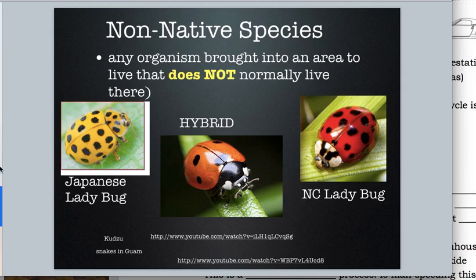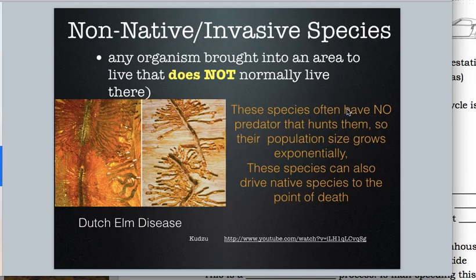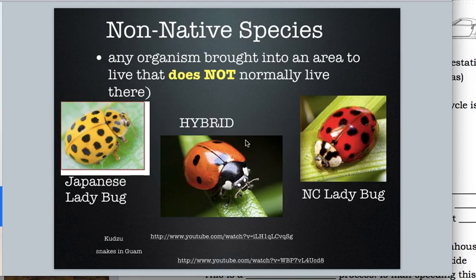So what happens? Well, these species have no predator that hunts them here, so their population grows exponentially. So what's happening is our native North Carolina ladybugs are being bred out. They're all becoming hybrids. And we don't have anything here that likes to eat the hybrids.